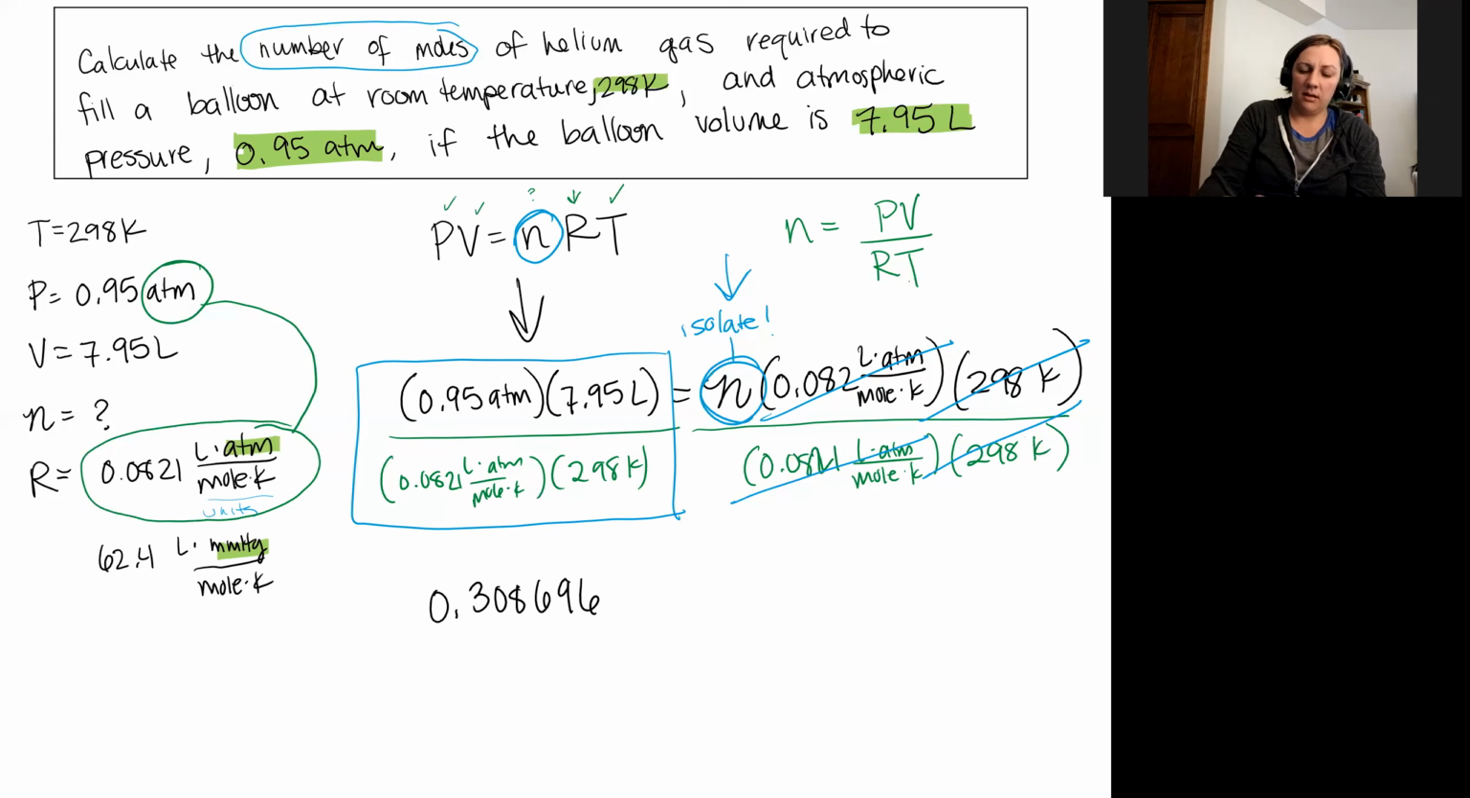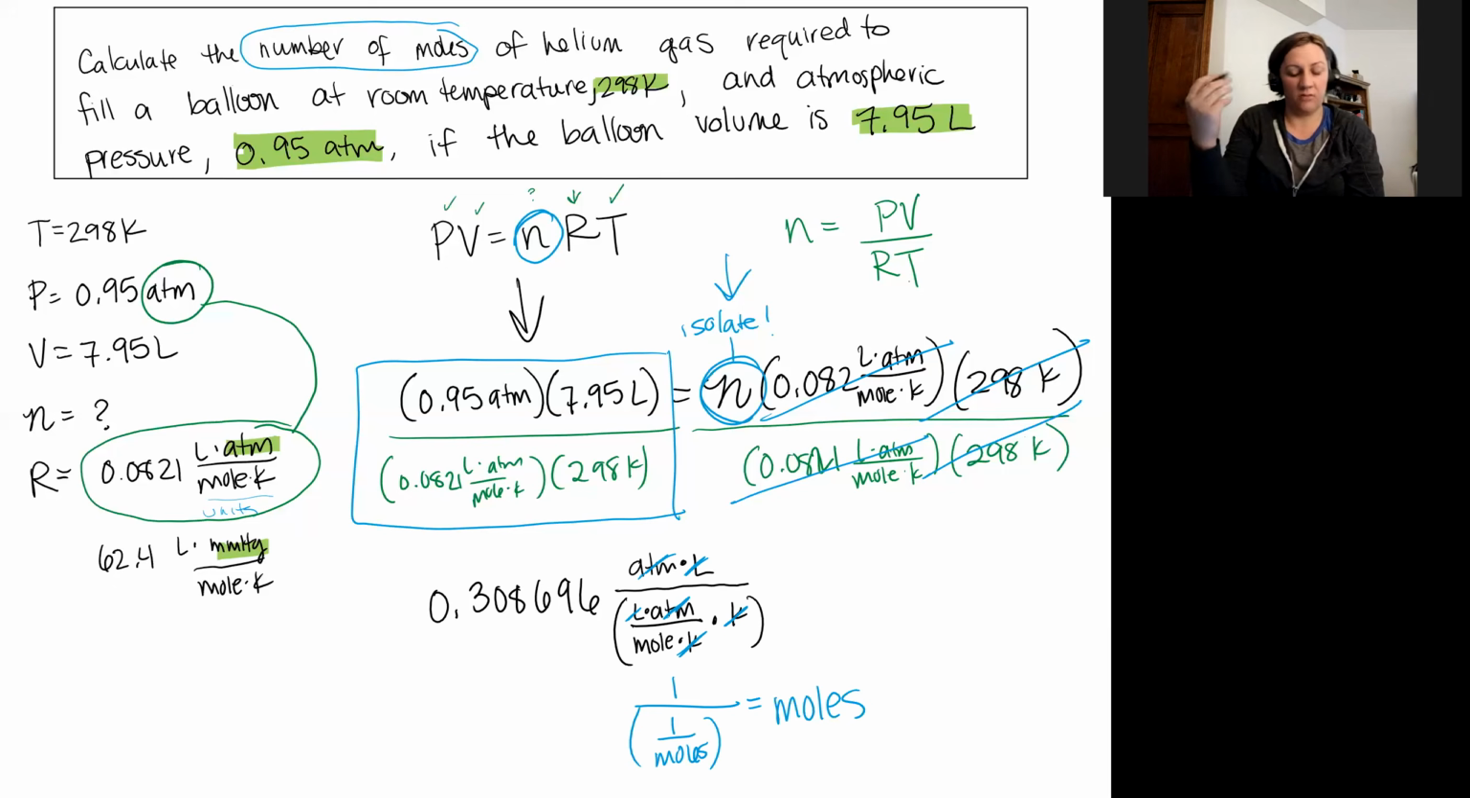And my units here, I'm going to take all of these units and combine them. So I have at the top, I have atmospheres times liters. And below that, I have liters times atmospheres divided by moles times Kelvin on the bottom. And looking at this, I can see a few things cancel out as well. My Kelvin cancel out, my liters cancel out, and my atmospheres cancel out, leaving me with units that are 1 divided by moles, which is the same thing as saying moles. The inverse of moles is just moles.